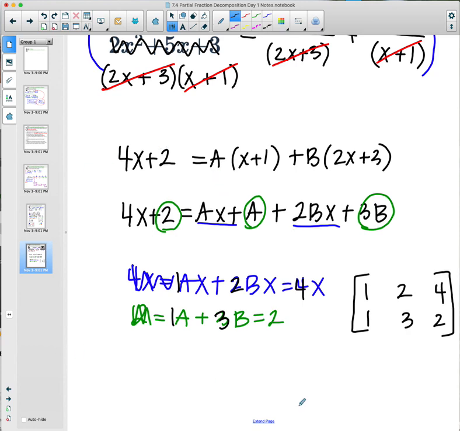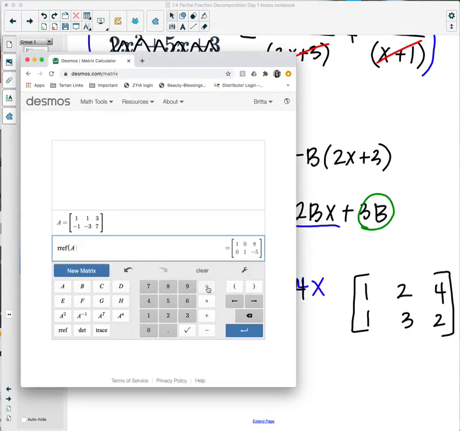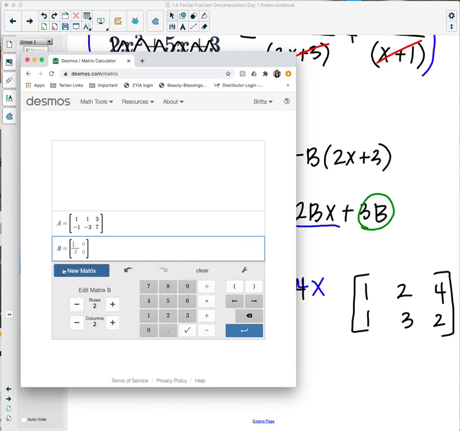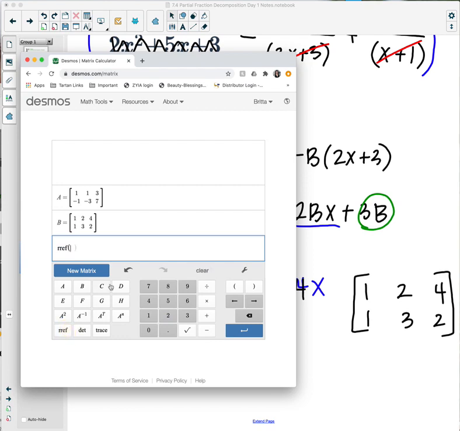So then you're going to want to go back to Desmos. And you can just clear this out, or you can do a different matrix. So I'm just going to do a new matrix to show you what happens. It just labels it B. So then you're just going to type in 1, 2, 4, and then 1, 3, 2, and hit enter. So now when I do RREF, I want to do RREF of matrix B because that's what I'm working with. And then you'll get your solved matrix here, your row reduced echelon form.